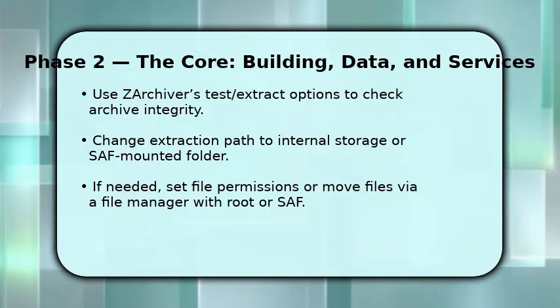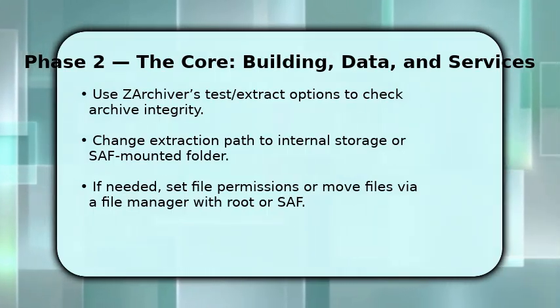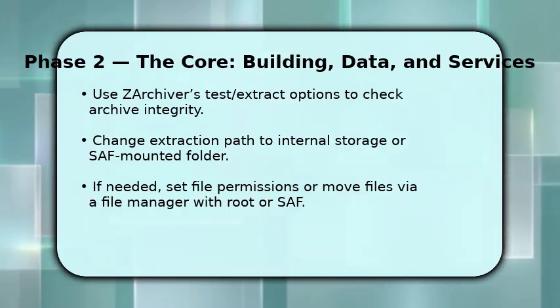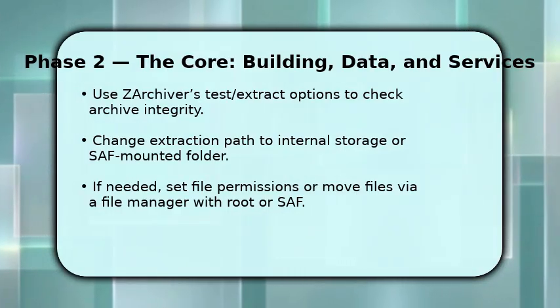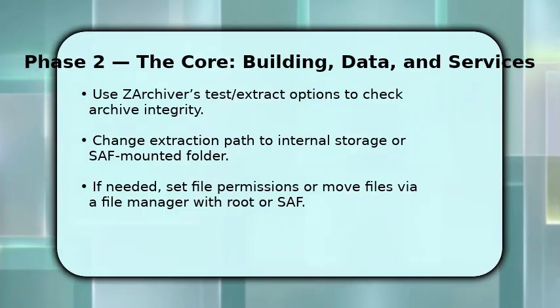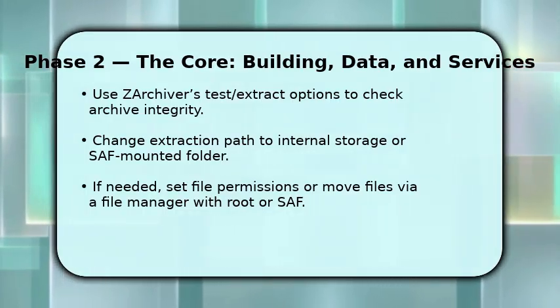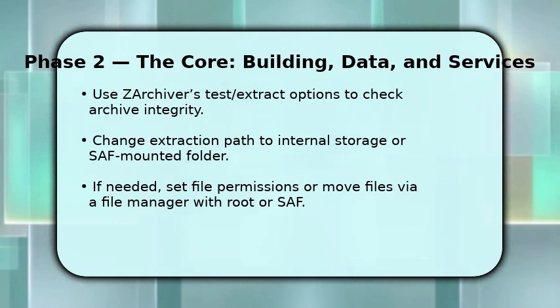If access denied persists, adjust file permissions. Either move the archive to a non-protected directory or use a file manager that supports SAF or root to change ownership. This solves permission mismatches. You're ensuring the app writes where the system allows it, not where protections block it.